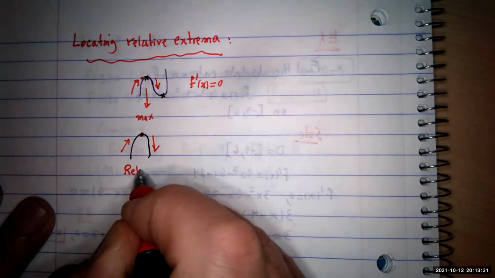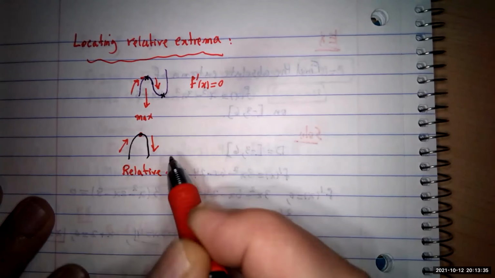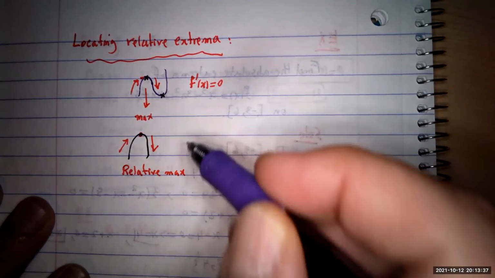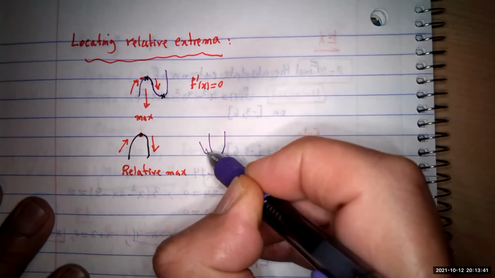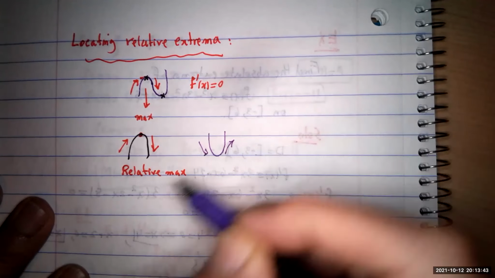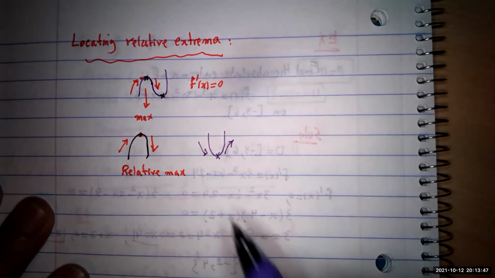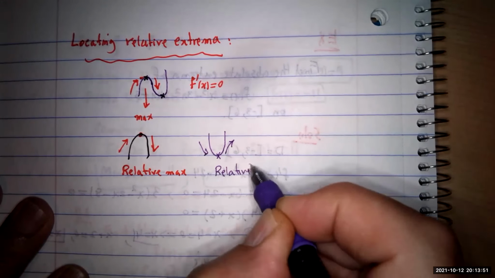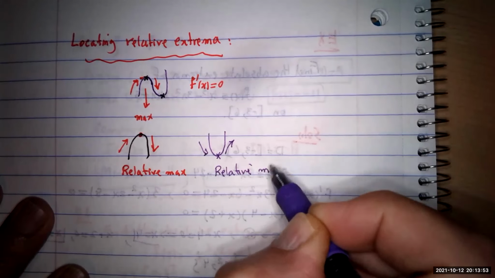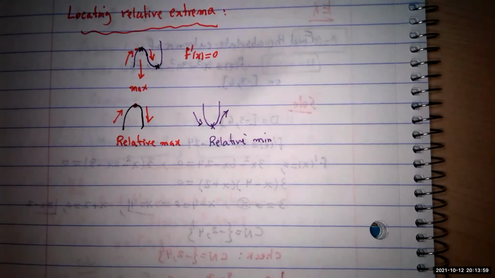Okay, so this is going to be relative max. If it's going to be the other way around, means if you go down first, then you go up. Okay, that gives you what? That gives you a relative minimum. Okay, so that gives you an idea of how we're going to do it.